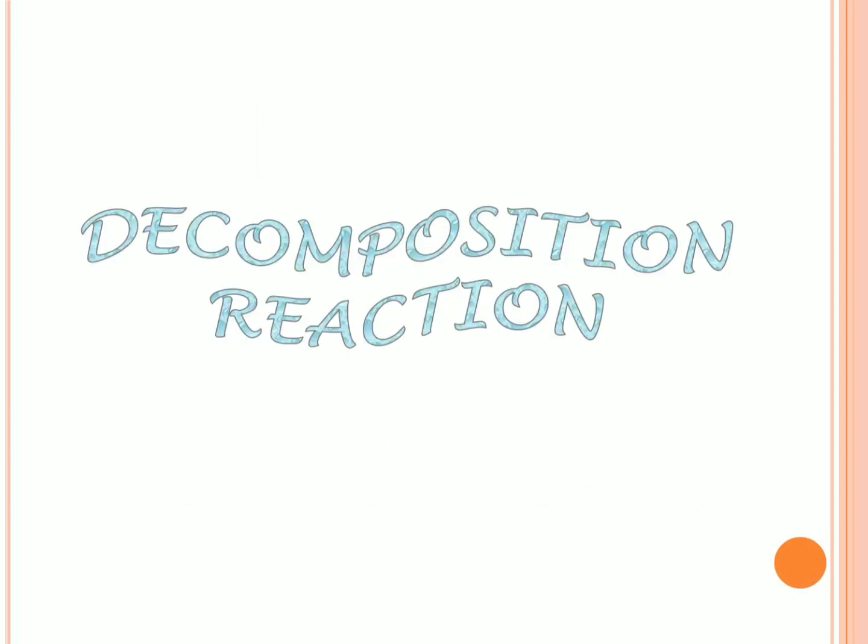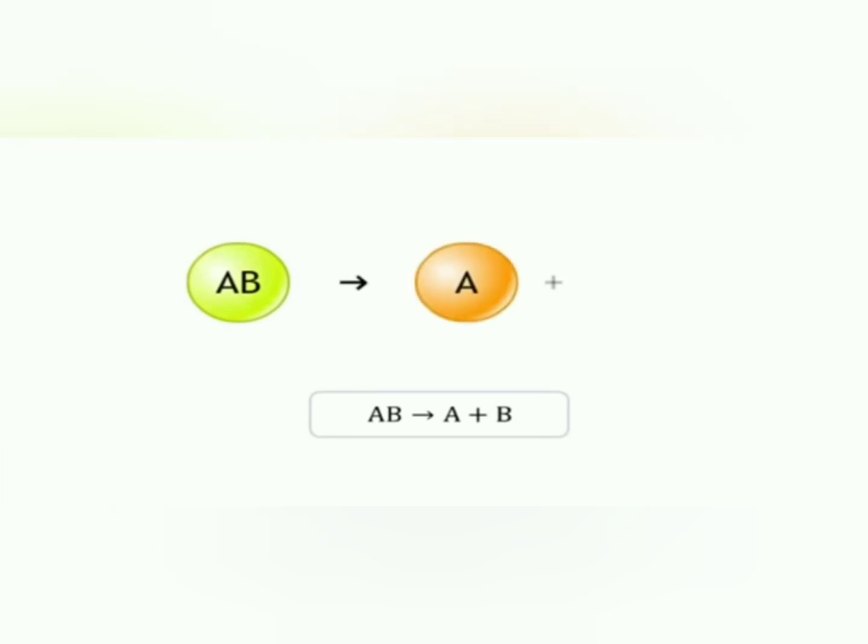Now come to the second type of reactions, decomposition reactions, which are the opposite of combination reactions, because in a combination reaction, two or more reactants combine to form a single product, and in a decomposition reaction, a single reactant breaks down to form two or more products. The general form of a decomposition reaction is AB decomposes to give A and B.